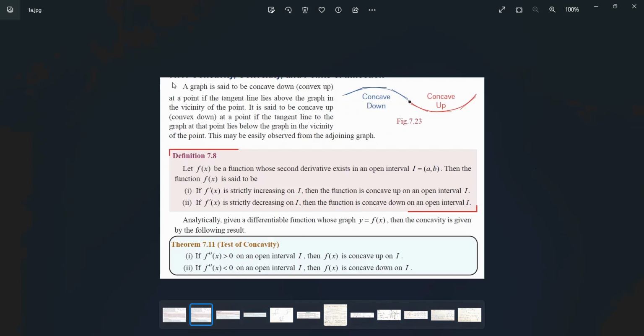So first, we look at the concepts. A graph is said to be concave down at a point if the tangent line in the vicinity of the point lies above the graph. So this basically has the shape shown here. This is concave down. And it is concave up if the tangent line at a point lies below the graph in the vicinity of the point. So this is the red portion which we see.